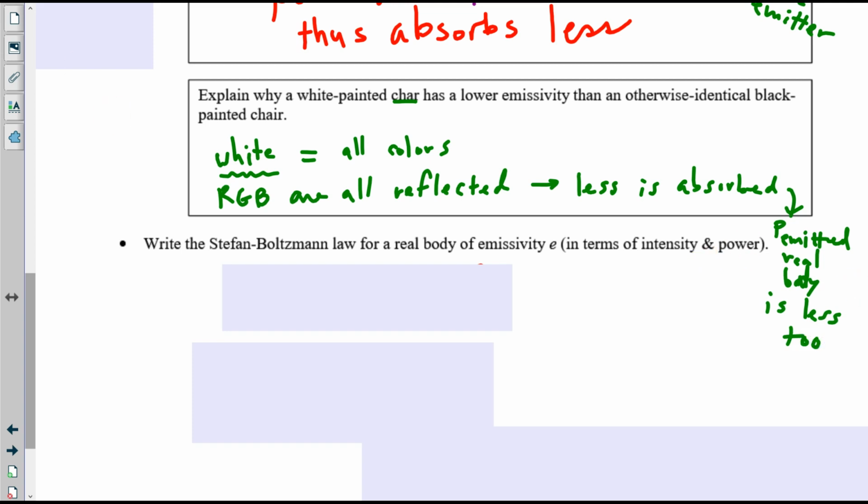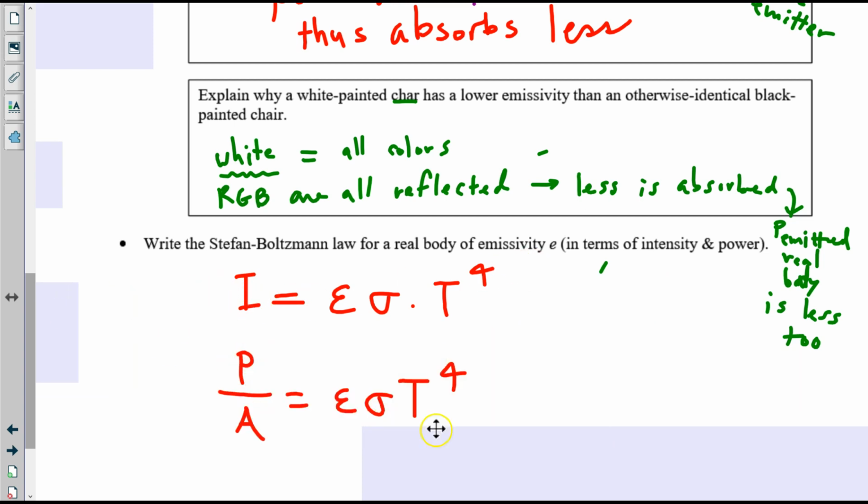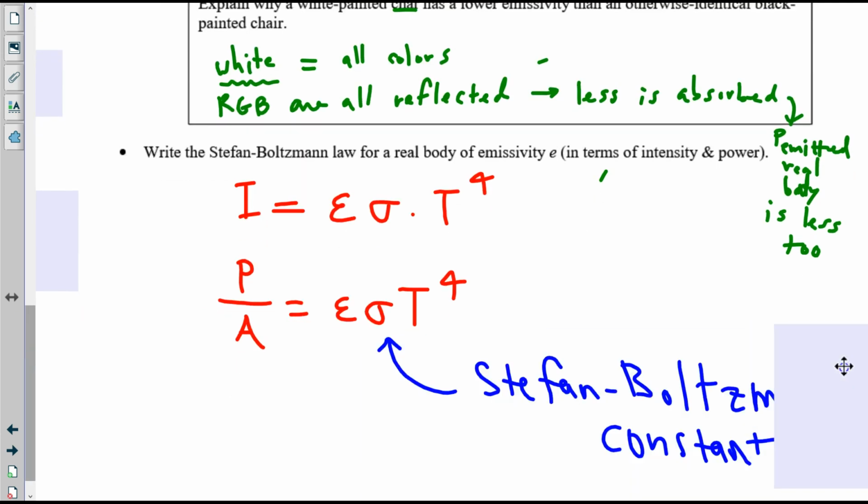Okay. Next up, we're going to write the Stefan-Boltzmann law for a real body whose emissivity is e. We can write it like this. The intensity, that's an I, of the emitted radiation is emissivity times the Stefan-Boltzmann constant times temperature in Kelvin to the fourth power. If you want to write this using power, we simply say that intensity is power over area. The Stefan-Boltzmann constant is in our data booklet. By the way, we have to plug in temperature in Kelvin. We use the absolute temperature.